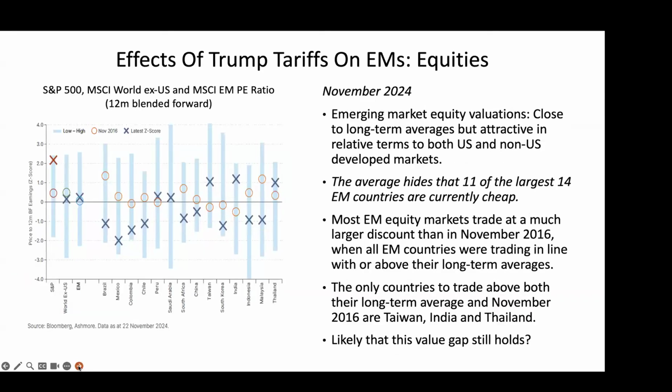Okay, and what about equity? So this evidence here is prior to the tariff announcements, but I think it would be reinforced, and in fact would continue to be true post the tariff announcements by Trump. So these are, as you can see, comparing the S&P 500 to the MSCI World ex-US, and then the MSCI EM, which is our interest, and looking at the PE ratios. The X's would be the Z score, and so that's the weighted average relative to the mean. So any X below the circle would indicate an undervalued market.